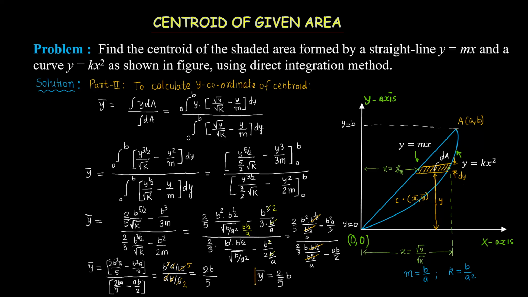So if you follow this simple procedure, you can easily find out the x and y coordinate of centroid for this region, which is bounded by a straight line y equal to mx and a curve y equal to kx square, and the both are intersecting at point a comma b. The same procedure you can follow for similar kind of problem. Thank you very much.